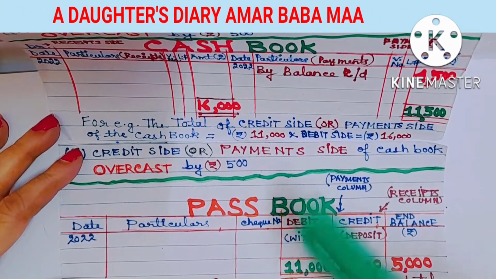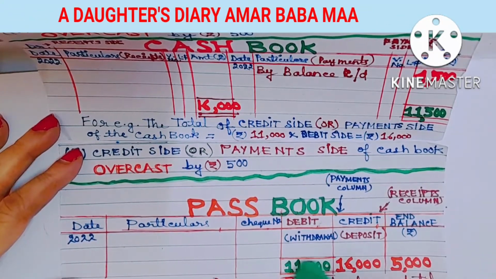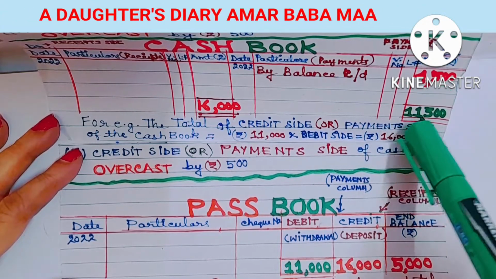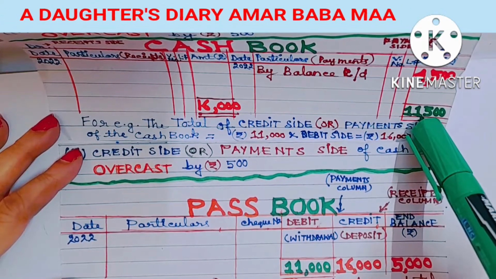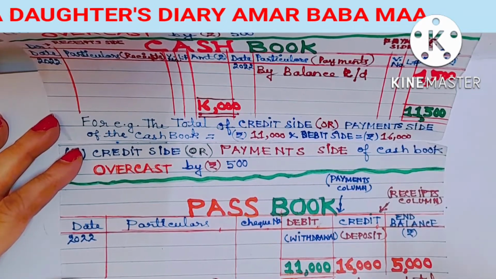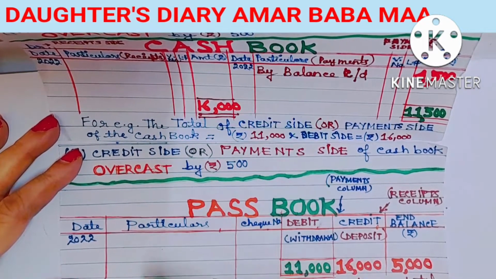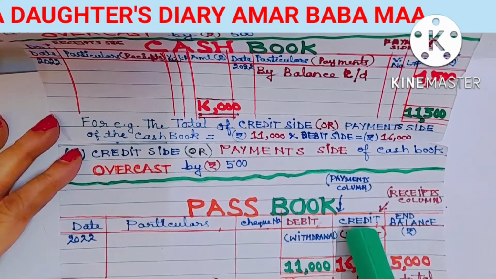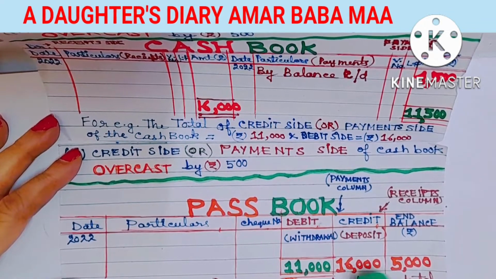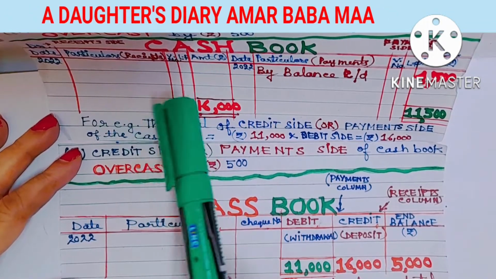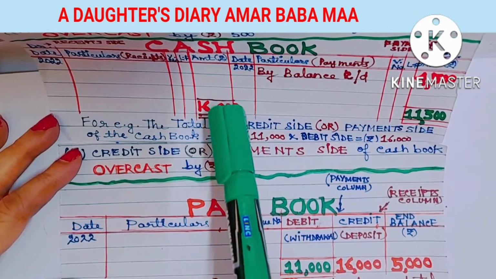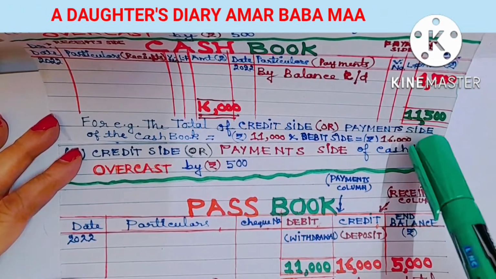Okay, the total should have been 11,000. So the total of credit side or payment side of cash book should be equal to 11,000. But এটা ভুল করে businessman কি লিখেছে 11,500. Okay, let me see the receipt side. The credit column or deposit column or receipt column of passbook is 16,000, which is correct. Let me see the total of receipt side or debit side of cash book is equal to 16,000, which is also correct.